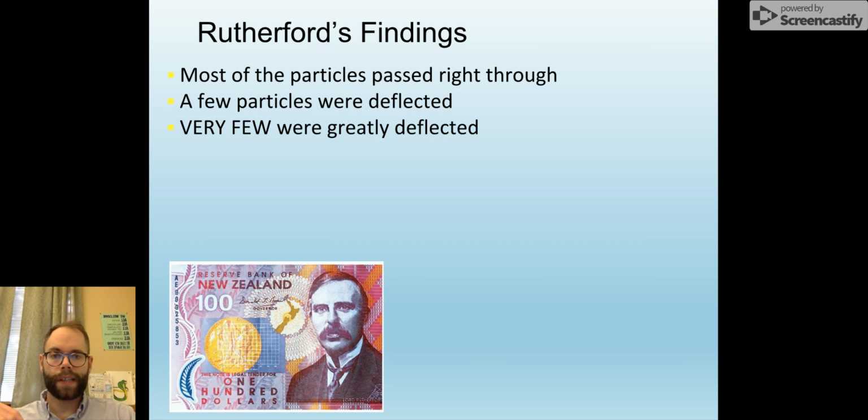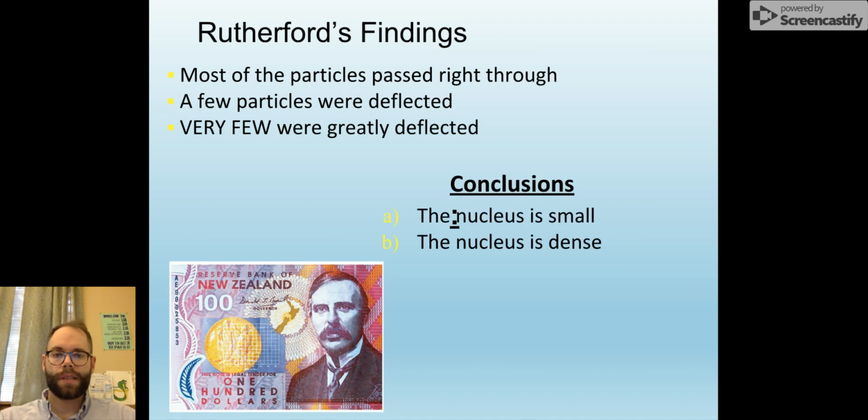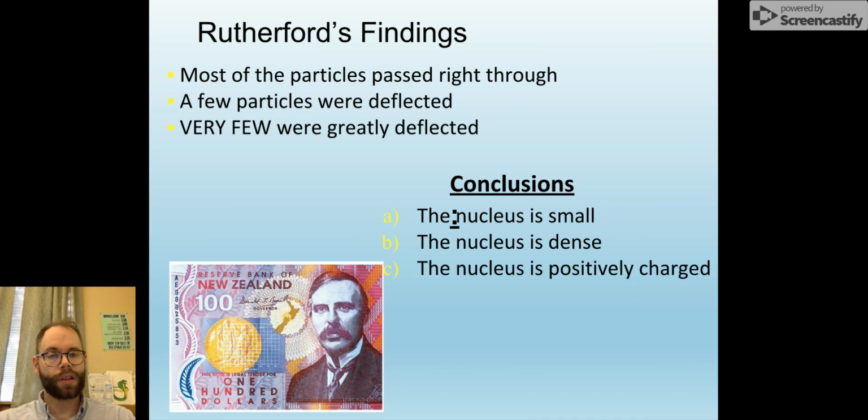Very few were greatly deflected, which means very few came back at him. So, this was his conclusion: that there is a small, dense, positively charged part of the atom in the middle. It was small because most of those things would pass through. It was dense because most of the mass was measured to be in that area.